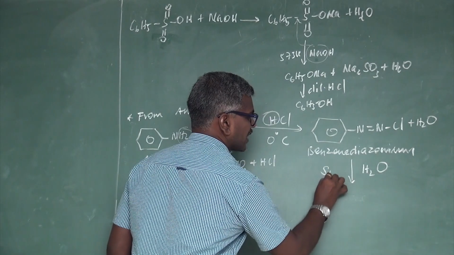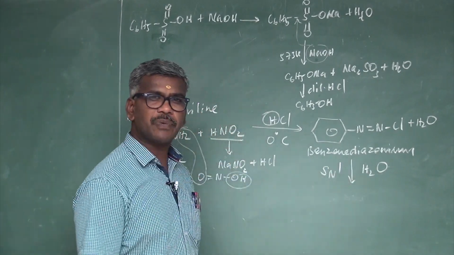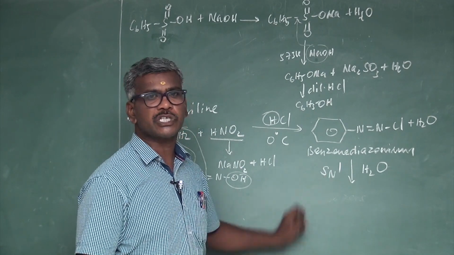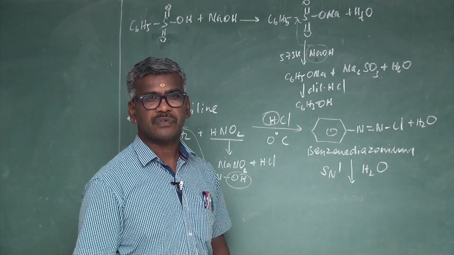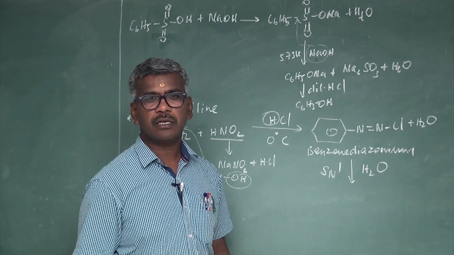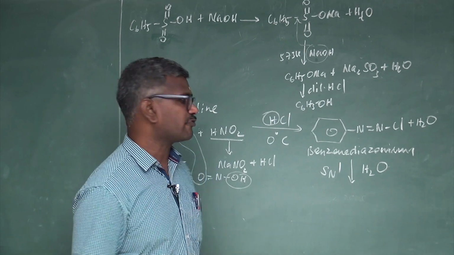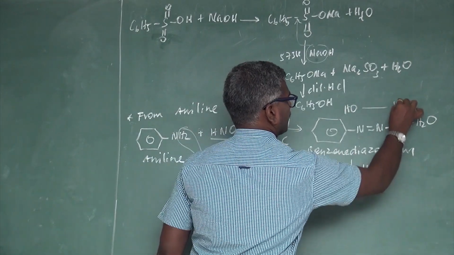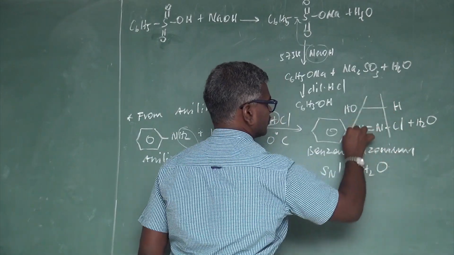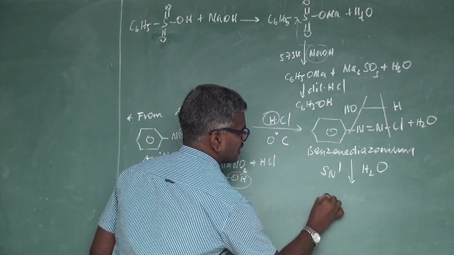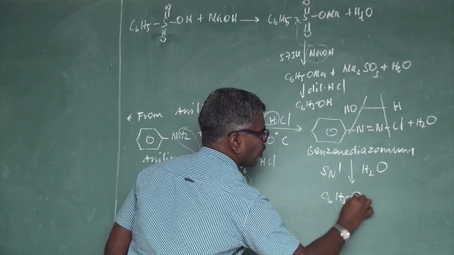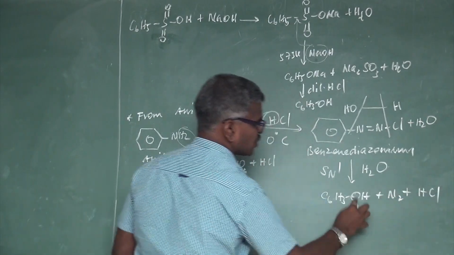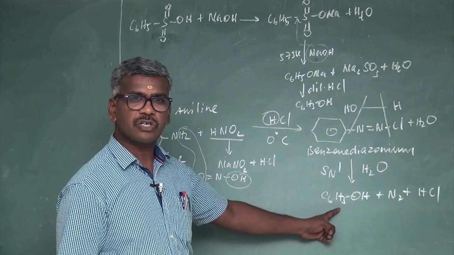This reaction takes place by the SN1 mechanism. What is the meaning of the SN1 mechanism? Unimolecular nucleophilic substitution reaction. There are 2 steps. First step, formation of carbocation; next step, attack by the nucleophile. This bond breaks, forming C6H5OH plus N2 plus HCl. This is one method for preparation of phenol.